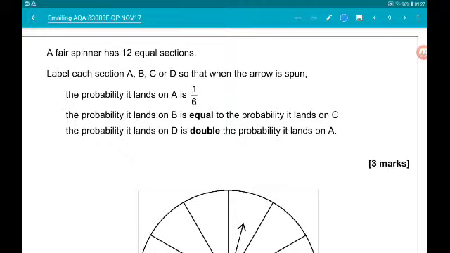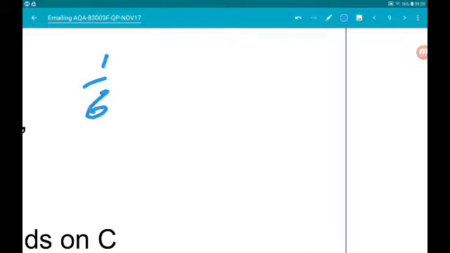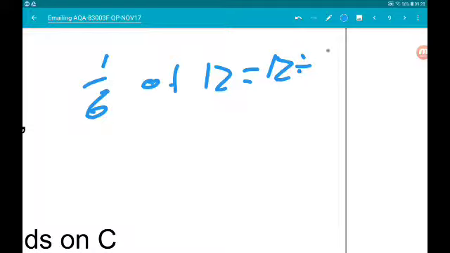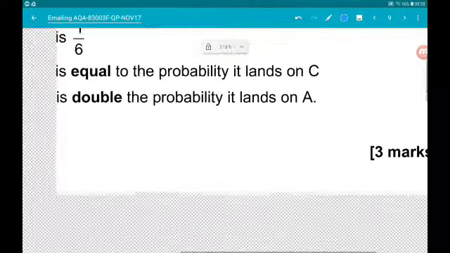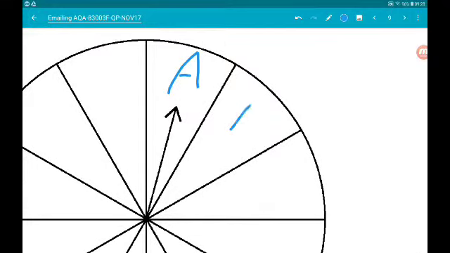Okay, so if we can start with A, if the probability it lands on A is 1/6, that means 1/6 of the sections are labelled A. So we need to find 1/6 of 12, which just means 12 divided by 6, which is 2. So 2 sections need to be labelled A. So we'll have that one and that one.